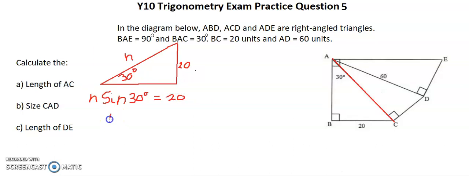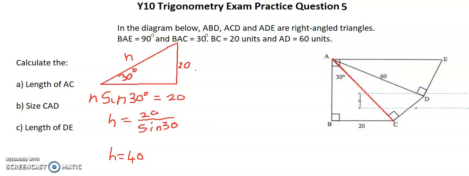The next thing I want to do is divide both sides by sine 30. And that gets me h by itself. And it also gets me 20 divided by sine 30 degrees. And this is where we just need to be able to calculate that now. And if we calculate that, that gives us h equals 40. That's the first step. But that tells me that this line here, I know for a fact, is going to be 40 units. So that's what we already know.